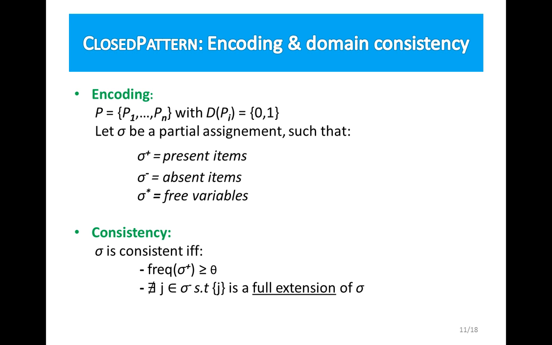A partial assignment is said to be consistent if the present items form a frequent item set, and there exists no item assigned to 0 such that this item is a full extension of the partial assignment. It means that we cannot form a closed item set without this item.